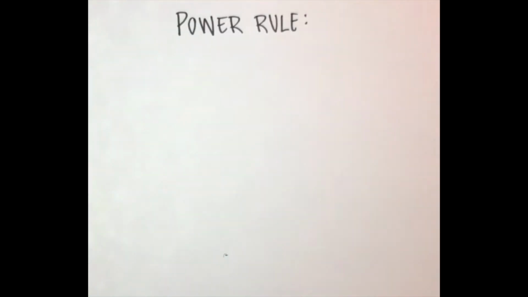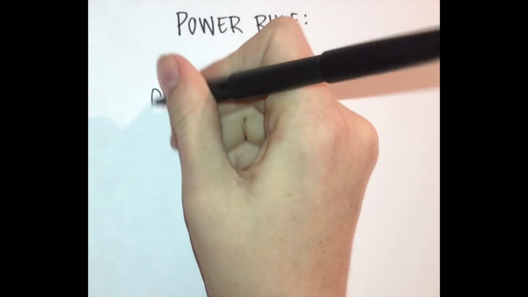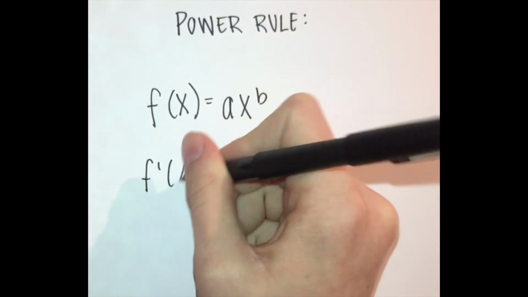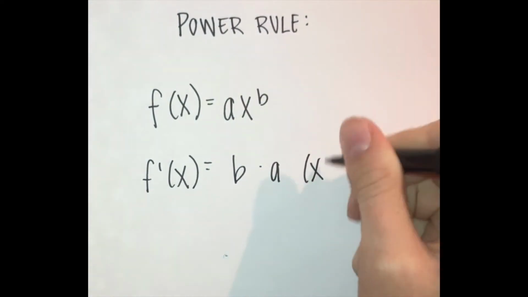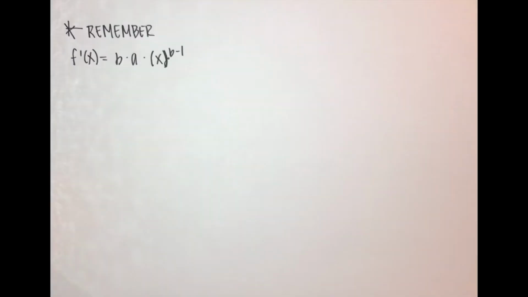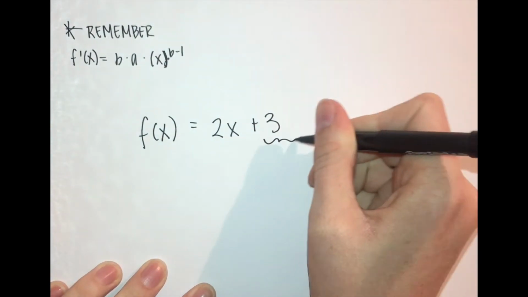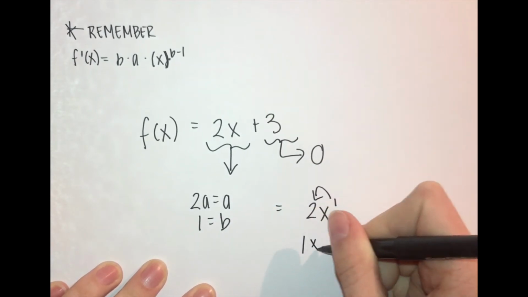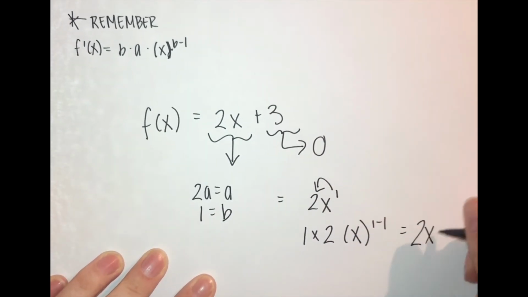The easiest way to find the derivative is the power rule, which states that if your function is a constant a times x to the b value, then the derivative equals b times a times x to the b minus 1 value. It's really just like a fun puzzle. So if you have 2x plus 3 as your function, your derivative is actually just 2, since the derivative of a constant is 0, and you get 2 using the power rule.